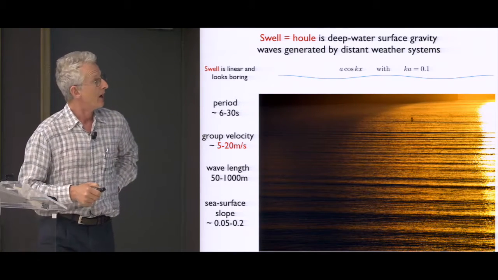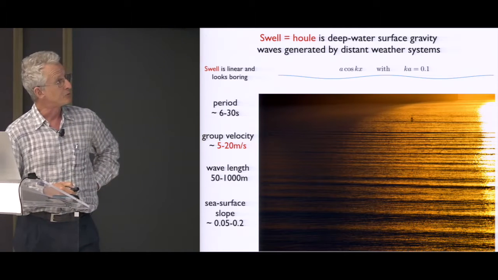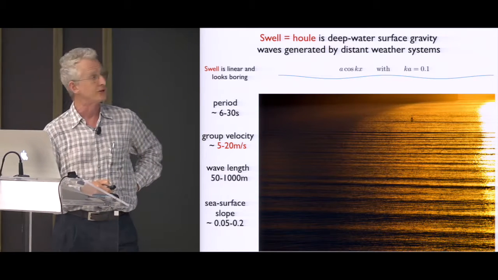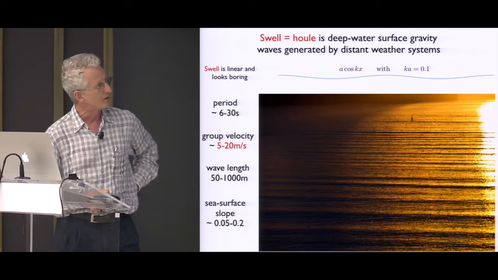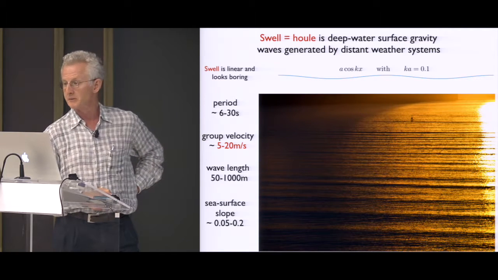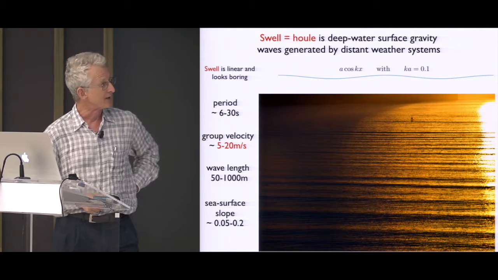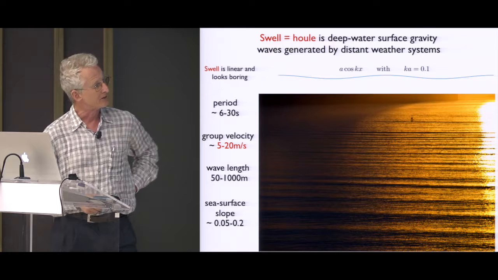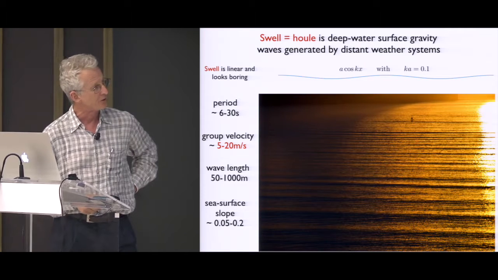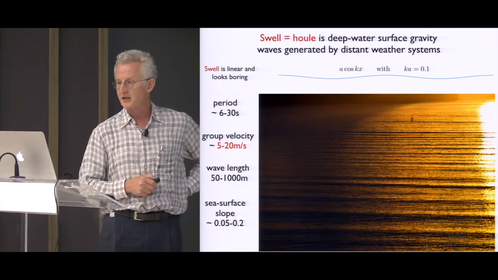So we're talking about waves with a period between about 6 and 30 seconds. Group velocities are quite fast, which is going to be important. Group velocities 5 to 20 meters per second. Wavelengths between 50 and 1,000 kilometers. And it's important to realize that even waves which are 1,000 kilometers long are effectively deep water waves.